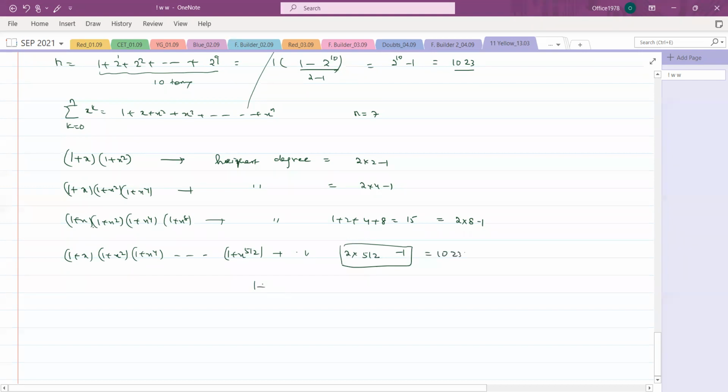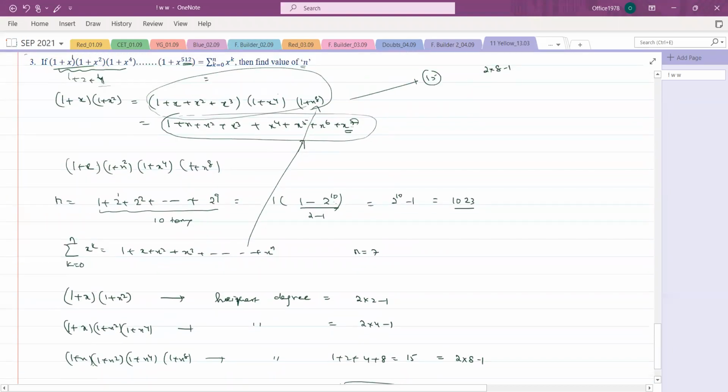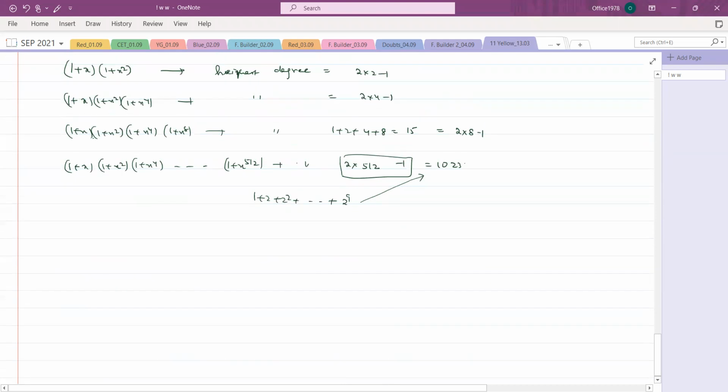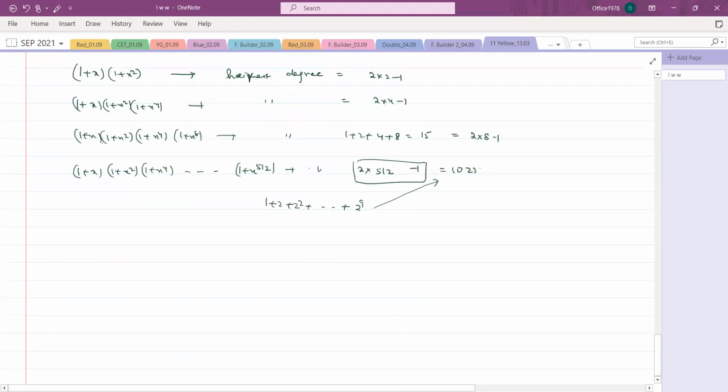And you can write 1 plus 2 square up to 512. 512 is 2 raised to 9. So after simplification you will get this only. So we got 2 to the power 10 minus 1. Yes, sir. Therefore 2 into 2 to the power 9, 2 to the power 10 minus 1. Right?